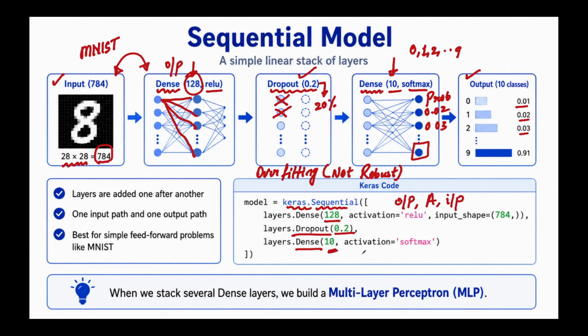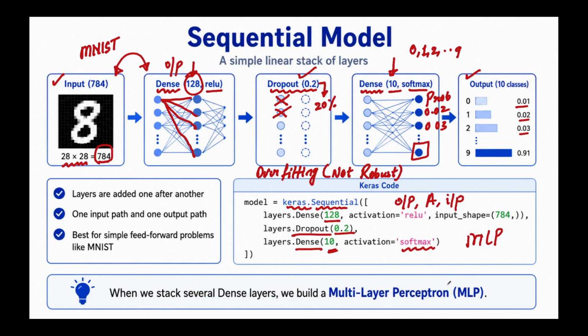This is a simple multi-layer perceptron, or we can simply call it an MLP. A single perceptron is limited, as we discussed earlier. But when we stack several dense layers, we create an MLP. So an MLP is nothing but adding multiple layers in between input and output. If you add multiple layers, then we call it a multi-layer perceptron. So that can learn more complex patterns.